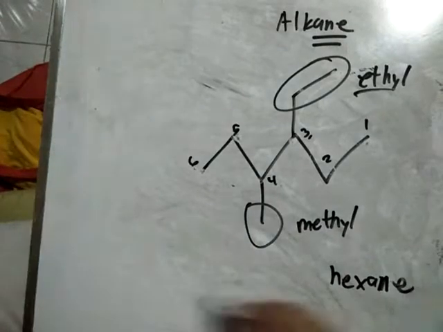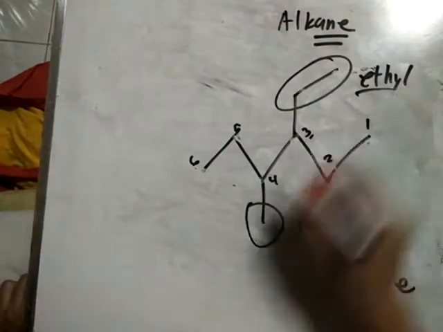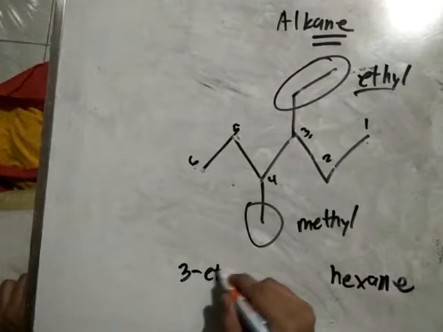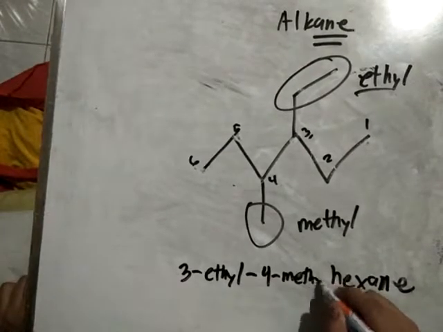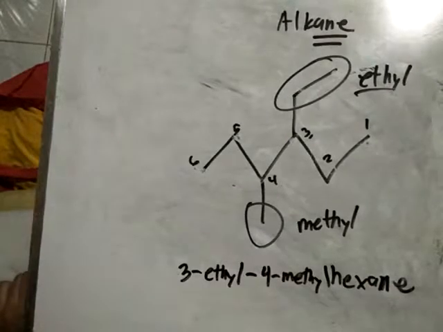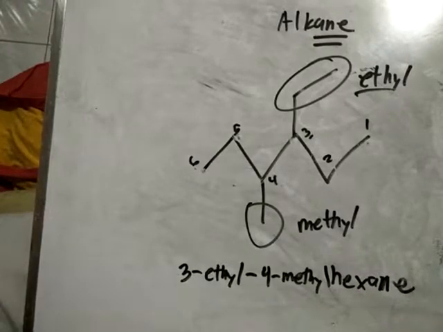So we have that. Let's name this. That is 3-ethyl-4-methyl-hexane. This compound, this is the name. 3-ethyl-4-methyl-hexane.